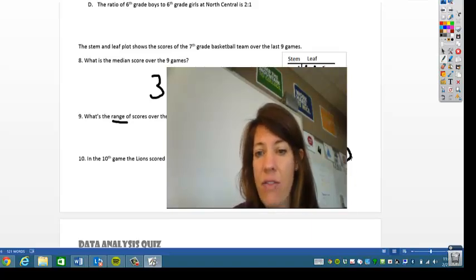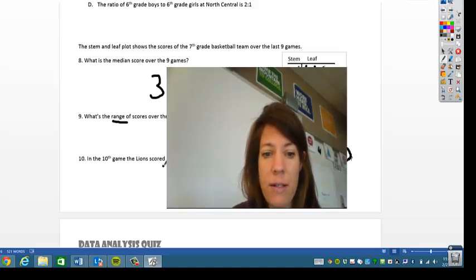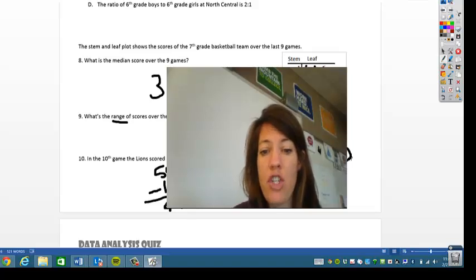Now, if I add this 58 to the line plot, it's going to look like this. My old range was 36. My new range, my high score is no longer this 47. It's now 58. Well, 58 minus 11 is 47. So my range changed from 36 to 47. To find the difference between those, I'm going to do this. I'm going to subtract. And I get it changed by 11 points.